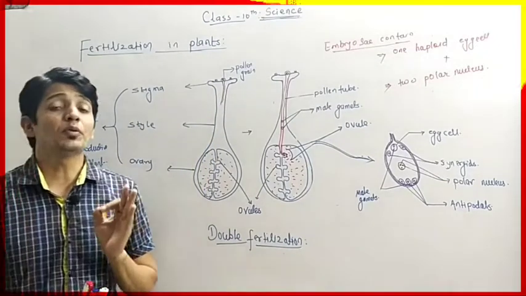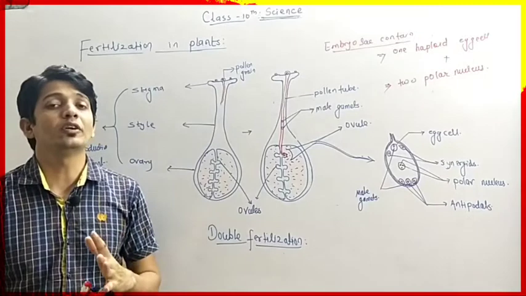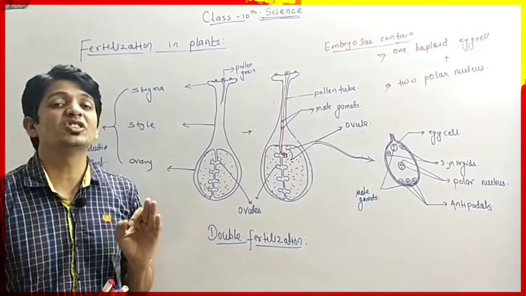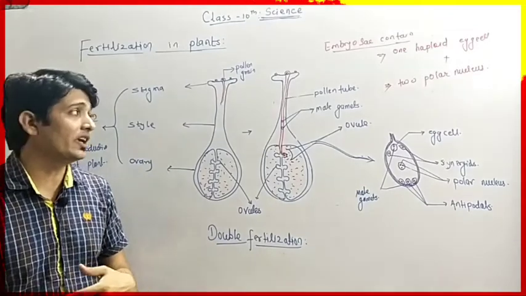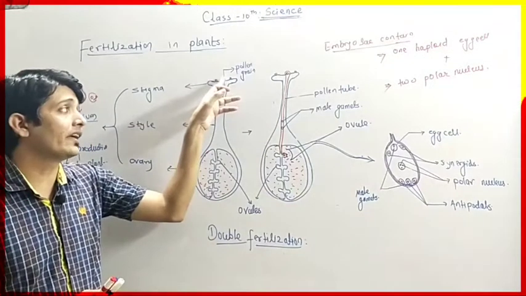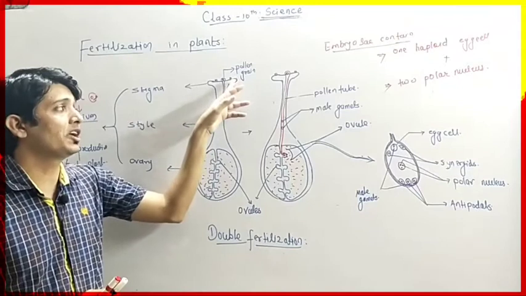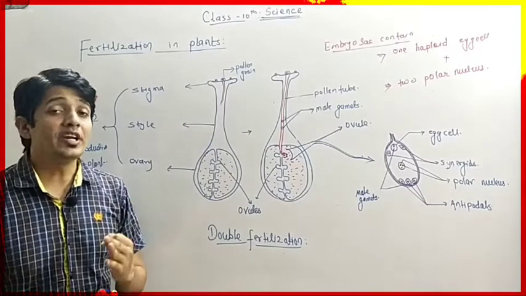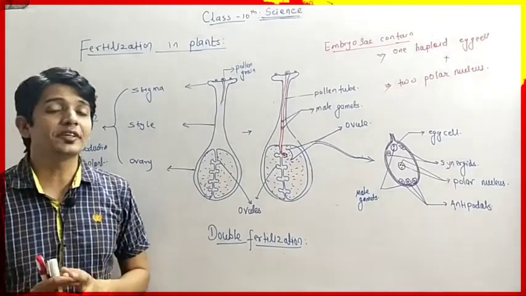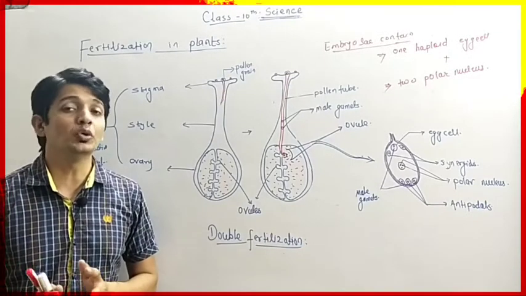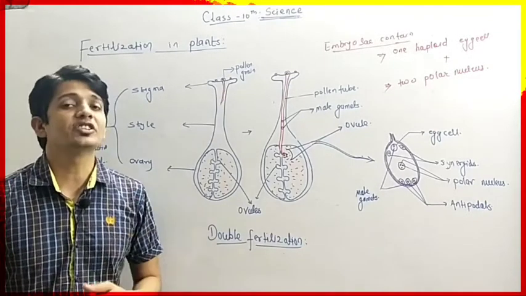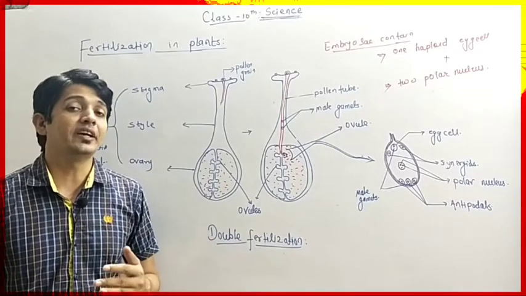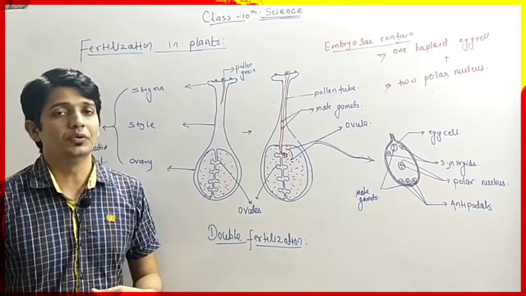When the process of pollination begins, the stigma becomes sticky, and the pollen grains fall on the stigma by the process of pollination. Pollination is the process of transfer of pollen grains from anther to stigma. This process is called pollination. We will understand the pollination process in detail in the next part of the video.